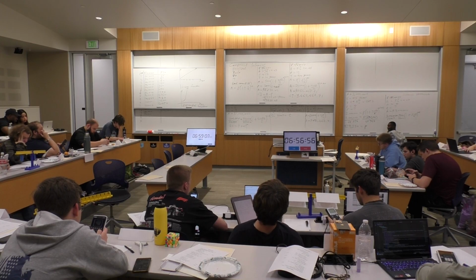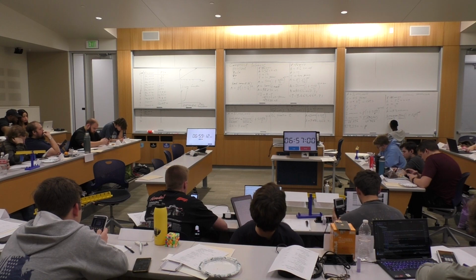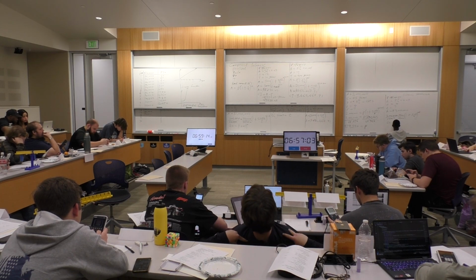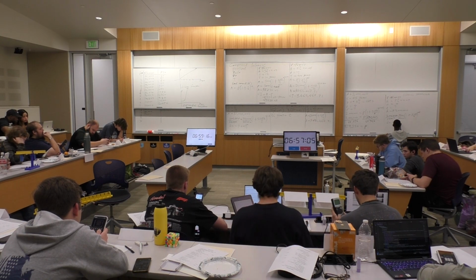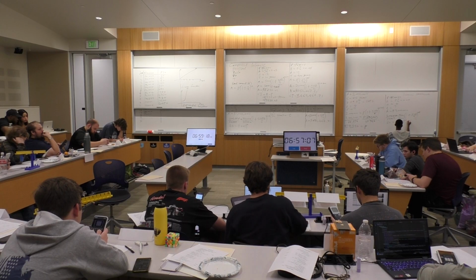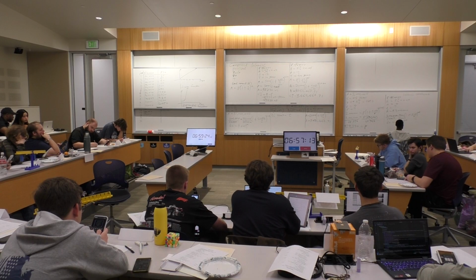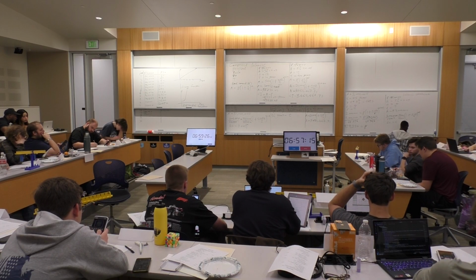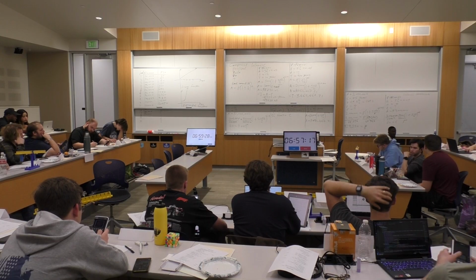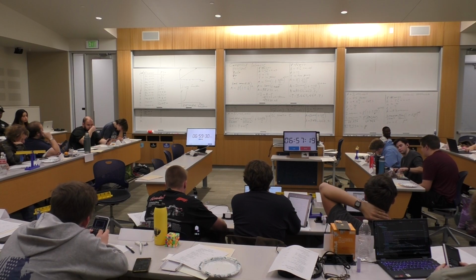300 divided by 5 will give you what? 60. Good. You have 60 equals. What do we have here? 0.05 divided by 4. You add 1. What do we get? 1.0125.